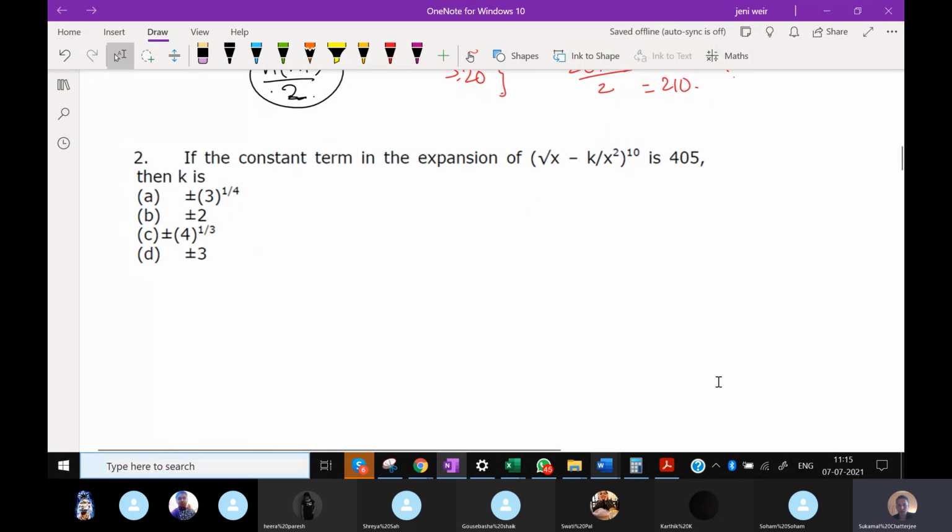Again, this is a very straightforward one. If the constant term in the expansion of this binomial is 405, then k is equal to what?